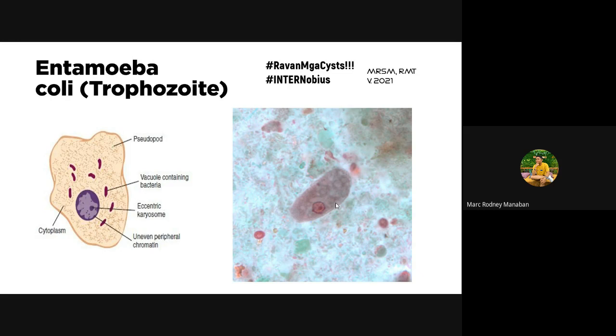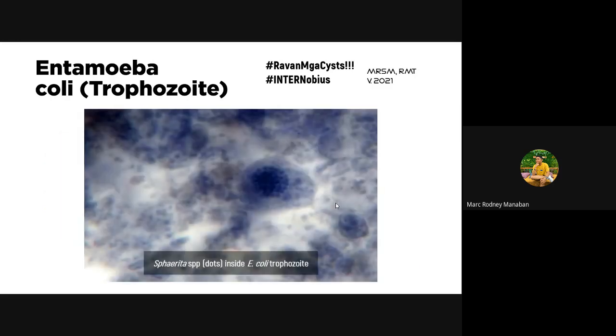Okay? Alright. Now, this is a picture of Entamoeba coli with Sphaerita, as I've mentioned. Again, it is rarely seen, but this is the appearance. These circles or dots here are the spores, the spores of Sphaerita spp. Because again, Sphaerita spp. is a fungus, it can reside within the parasite. So it's a parasite of a parasite. Okay, so that's for Entamoeba coli.